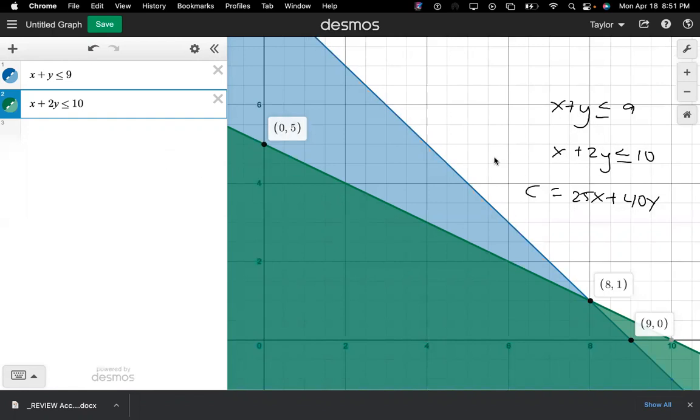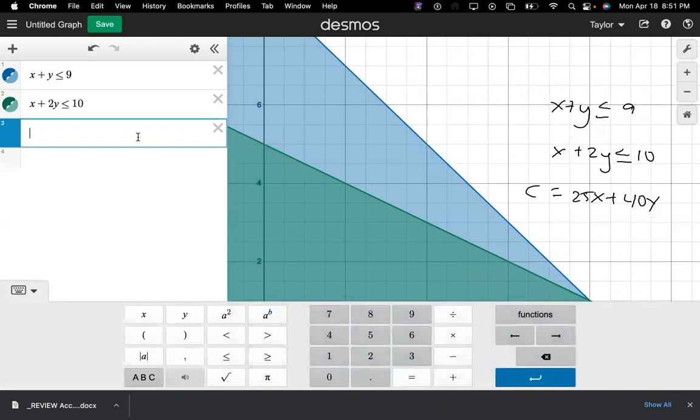So I'm going to take this point and plug it into this profit function. I'm going to say 25 times 0 plus 40. I got those backwards. Let me flip those.